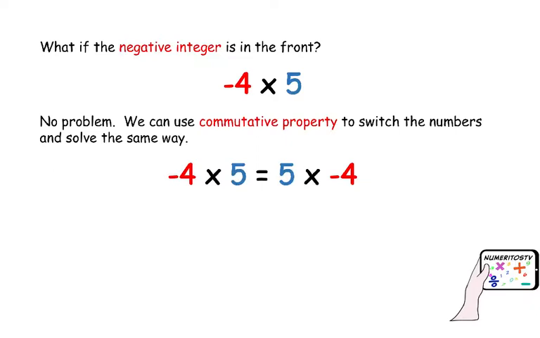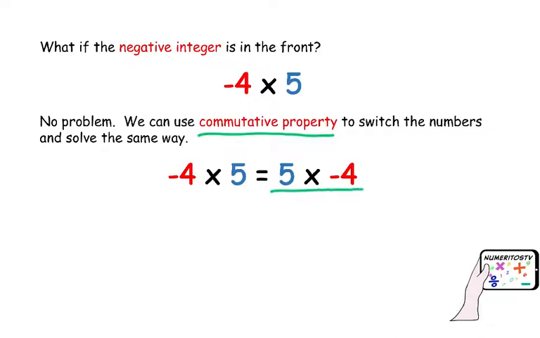But what if the negative is in the front? What if you have negative 4 times 5? Well, no problem. We can use the commutative property. That means that if you switch the numbers, you can solve the same way. You will get the same answer. So negative 4 times 5 equals 5 times negative 4, and then we can do the same thing.